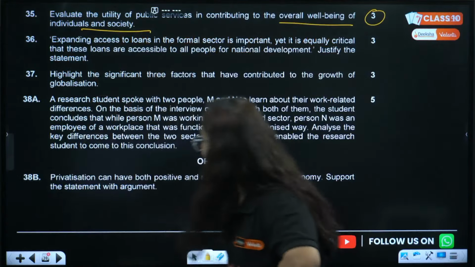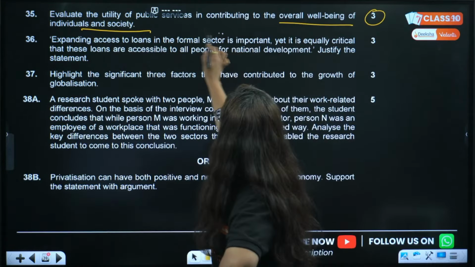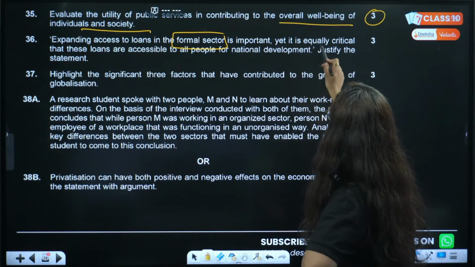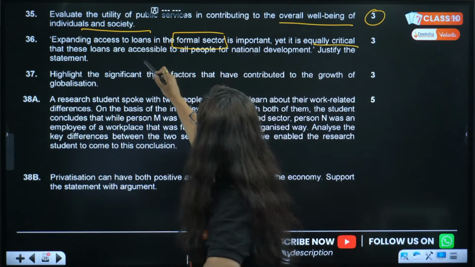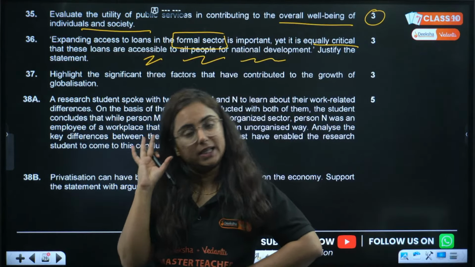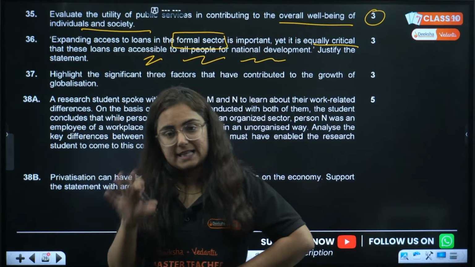Let's read another question. Expanding access to loans in formal sector is important. Okay, yes, it is quite important. Yet it is equally critical that these loans are accessible to all people for national development. Justify the statement. Now the question is not straightforward. It is something we need to think about. The question says that we need to increase the formal sector. Yes. But it's sometimes critical that everyone is getting loans. We know money and muscle power. We used to discuss this in politics. It exists in Indian society on a large scale too.